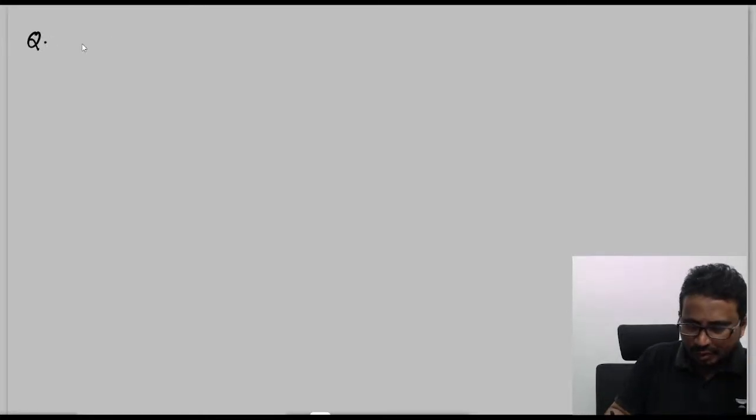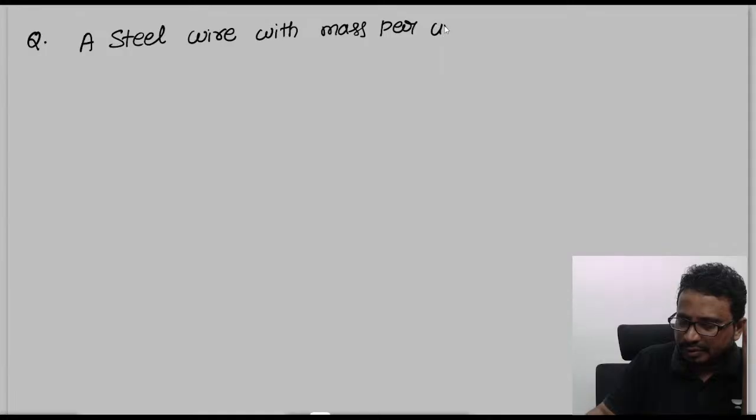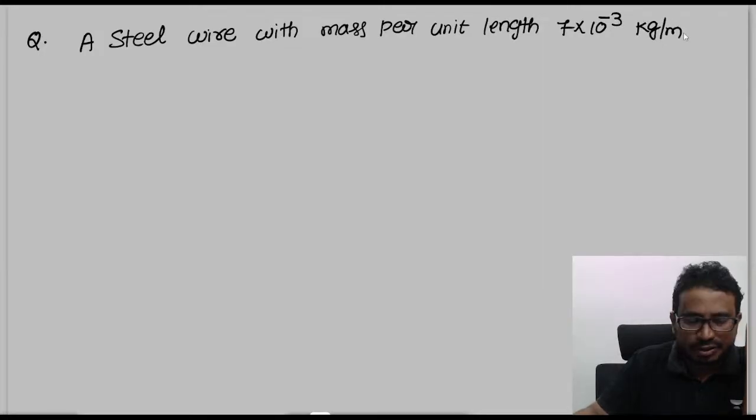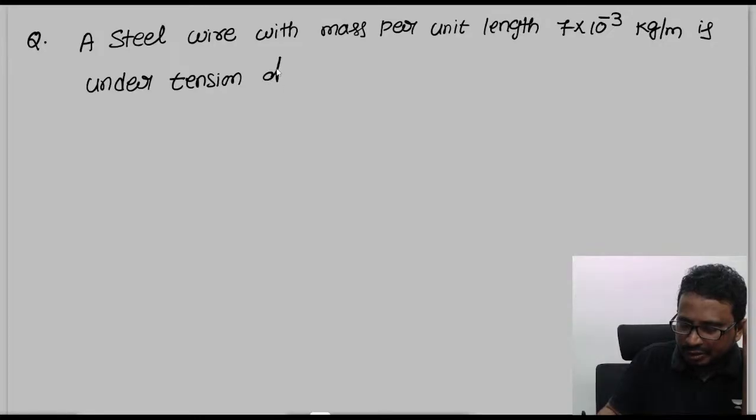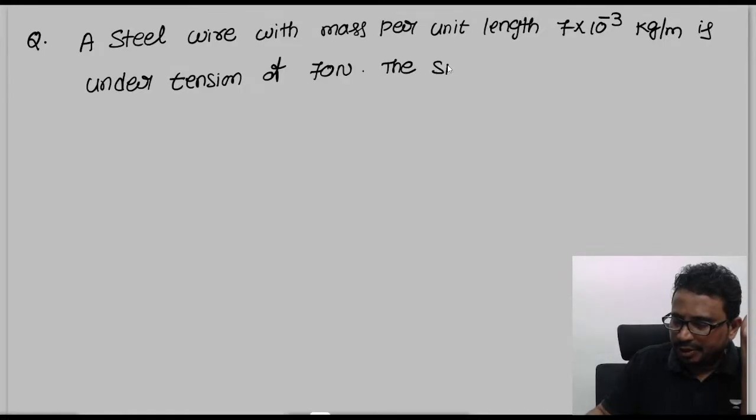Next one. A steel wire with mass per unit length 7 into 10 power minus 3 kg per meter is under a tension of 70 newtons. The speed of the transverse wave is?